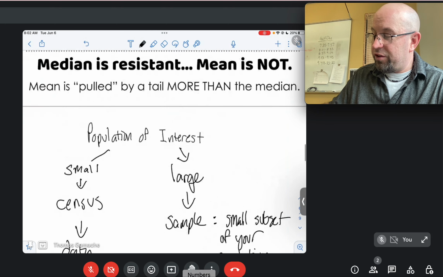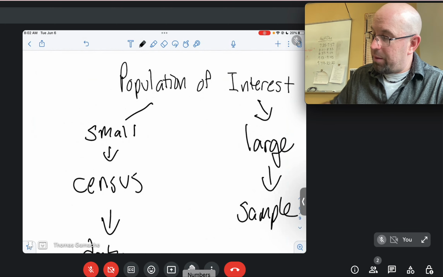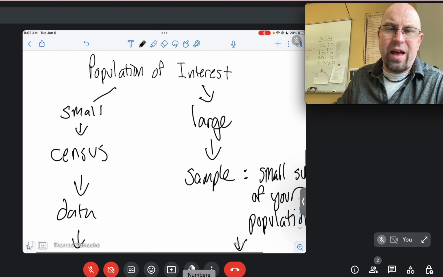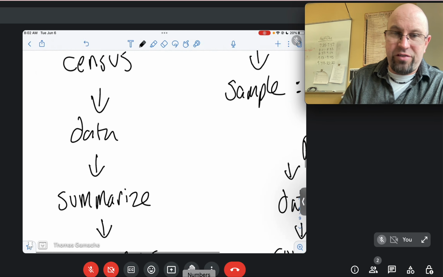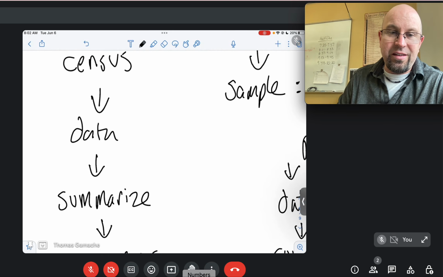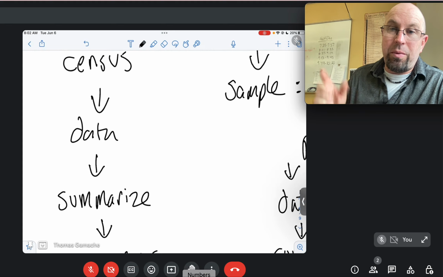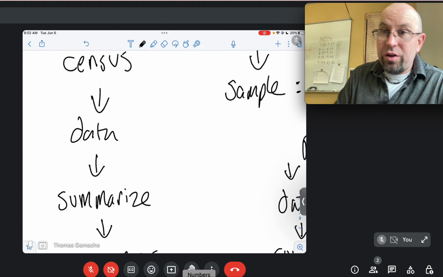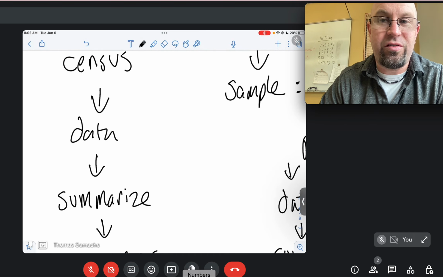If you have a population of interest that's really small, then you can do a census. If you have a population of interest that's really big or really hard to access, then you do a sample. Your census gathers data, then you make a parameter. So you go from a population, to a census, to a parameter. You can also go from a population to a sample to a statistic. Hopefully that helps you with some of these basic terms as you get started in this course.